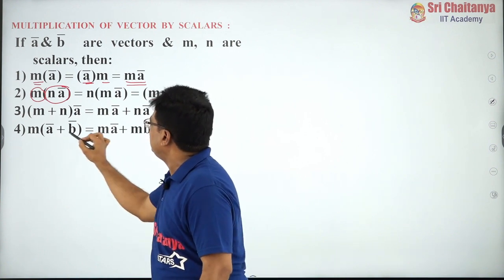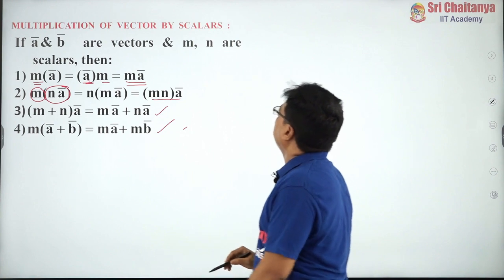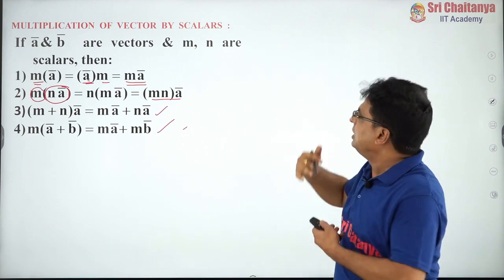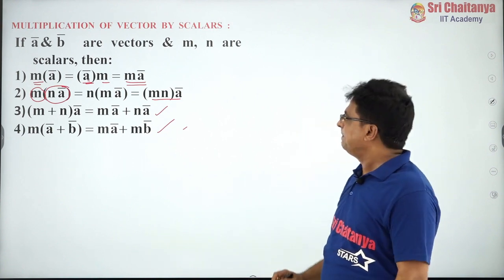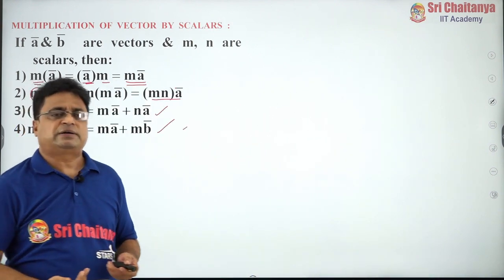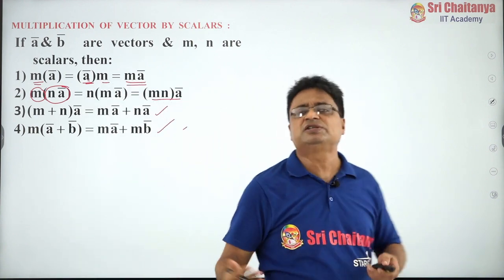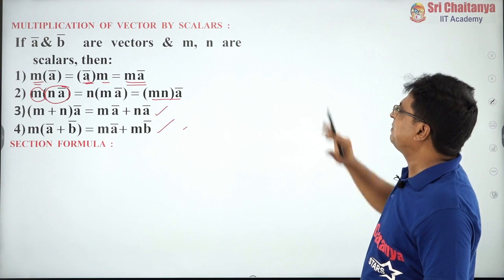Similarly, M into A bar plus B bar is equal to MA bar plus MB bar. These are all additional properties of multiplication of vectors by scalars. Because whenever we are solving problems in vectors, these properties are always useful and helpful for you. Okay? That's why here I am giving only the basic information.